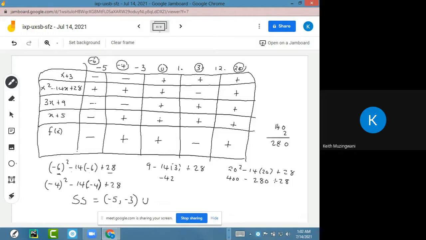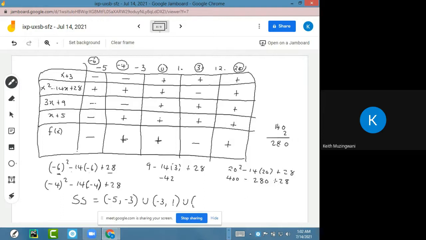Union. So even if we have plus, plus, plus, we need to demarcate them because we cannot use -3. We won't get a plus. That's why it's a critical value. So union, start again from -3, go all the way up to 1.